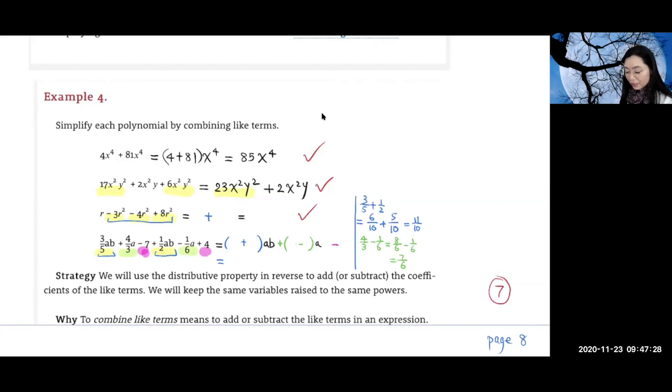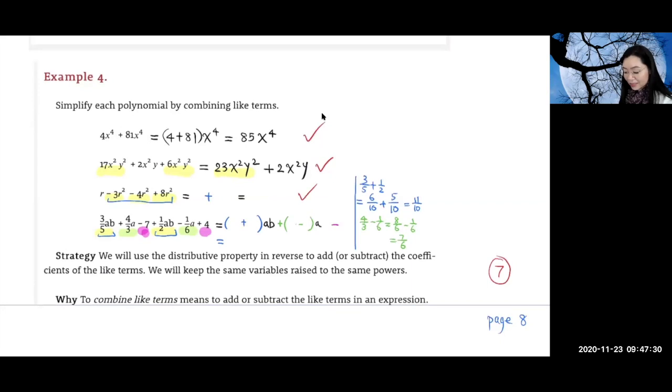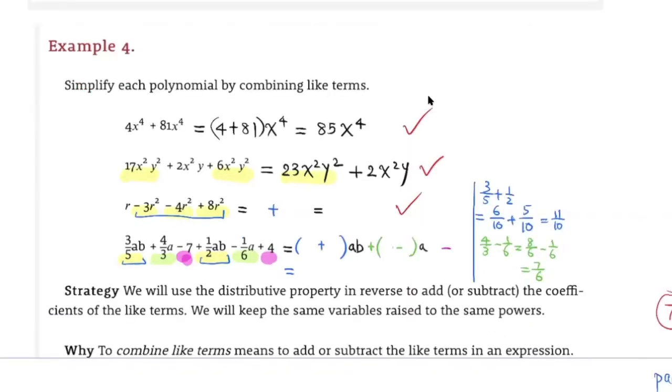This one over here. So you see the like terms, right? The like terms will be this, this, and this. This one is not a like term with them. Combine these 3 like terms over here. What do you get? R squared. So negative 3 plus negative 4 is negative 7. Negative 7 plus 8 is positive 1. So positive 1 R squared, right? And then this R here by itself.